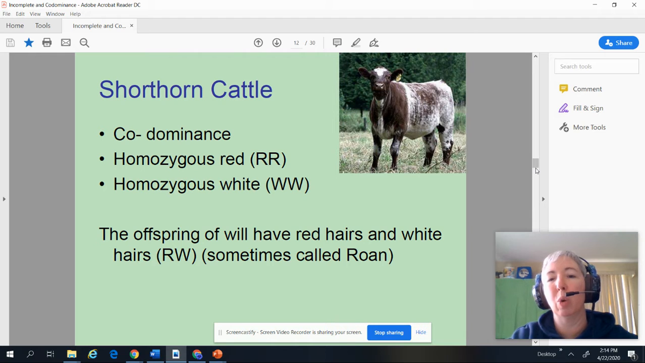They both show up. If you have a dog with spots or a cat with stripes, those are codominant alleles that work in this way, that they both show up side by side.